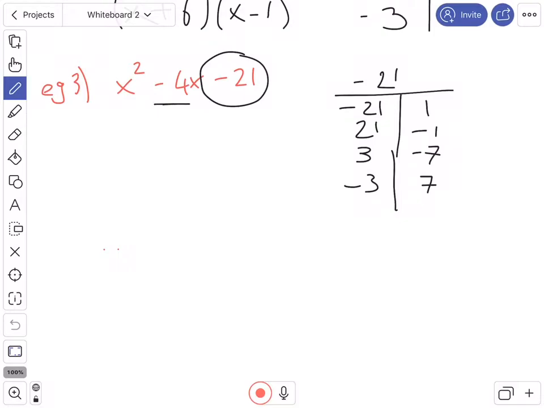So the number I need to get is -4. I know the first one isn't going to work. That's going to give me a -20. The second one is going to give me a +20. The third one then is 3 take away 7. That is going to give me a -4. So I'm going to use that one.